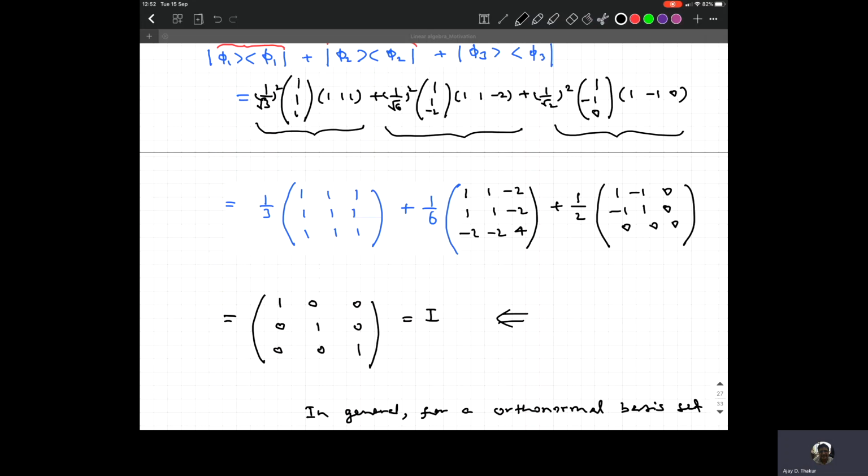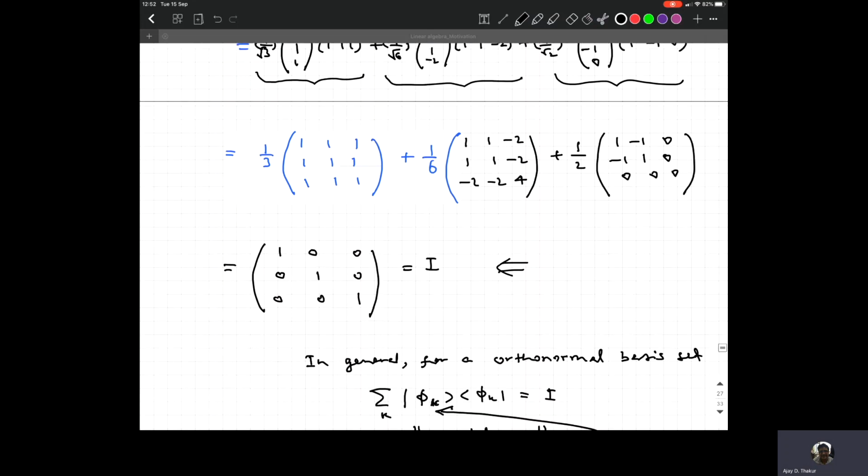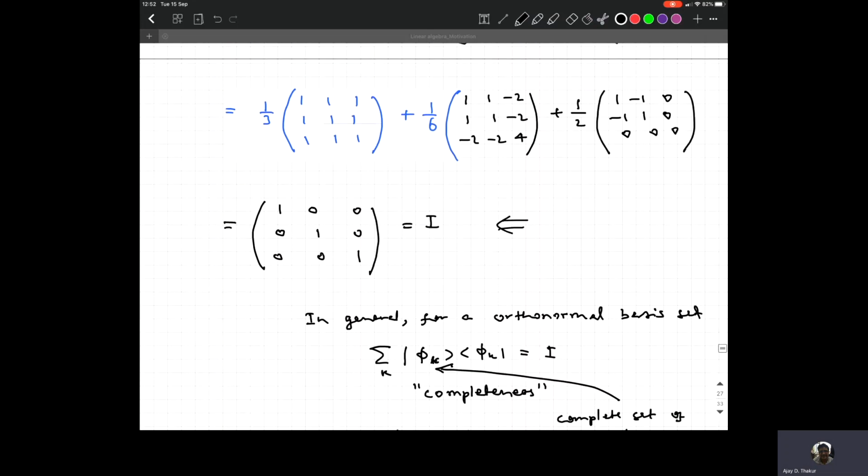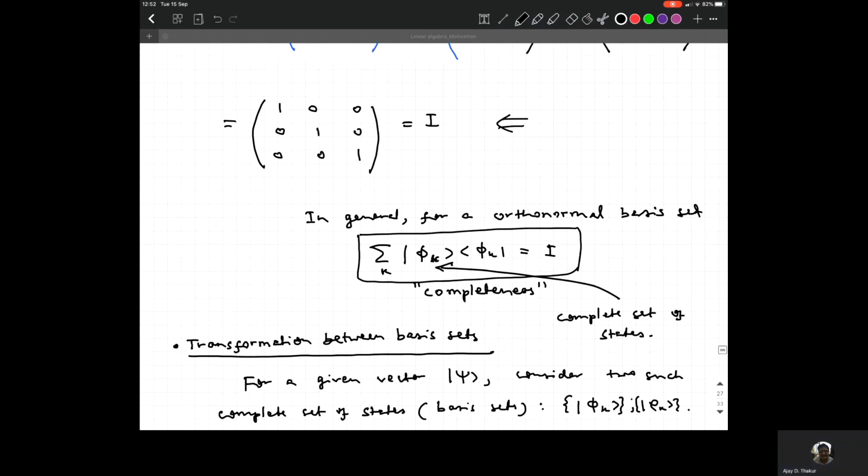And that brings us to an interesting result, which is known as the completeness theorem. So in general, for any orthonormal basis set, the sum of |phi k><phi k| is going to be an identity matrix. So this extends to the scenario where phi k could be an infinite dimensional ket vector.